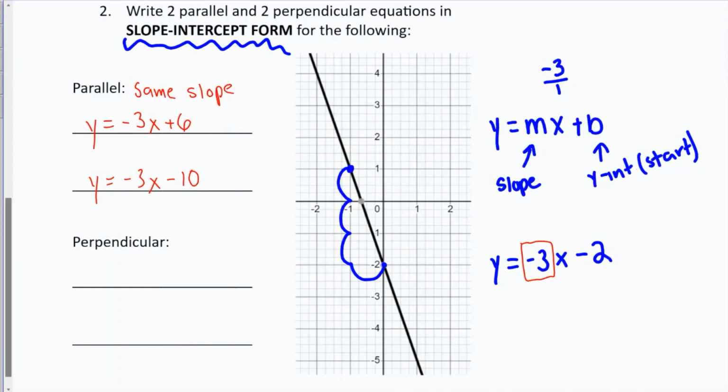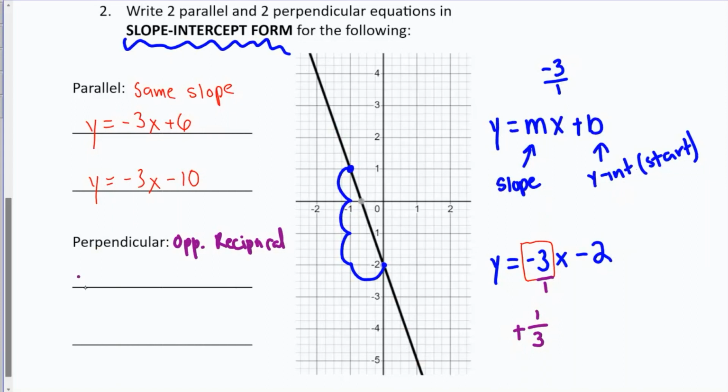Now we're going to look at a line that's perpendicular. Well, I know perpendicular lines are opposite reciprocal. And I know to find the opposite reciprocal, I'm going to take the slope, I'm going to flip the sign, flip the fraction. So I'm going to take this negative 3 and turn it into a positive. I can write negative 3 over 1 as a fraction, and now I can flip the fraction. So my new slope is going to be positive 1 over 3. So any line with a slope of positive 1 over 3 is going to be perpendicular to this line here.